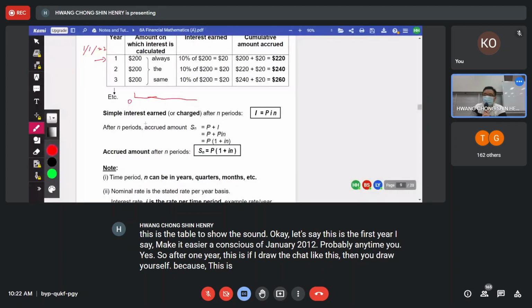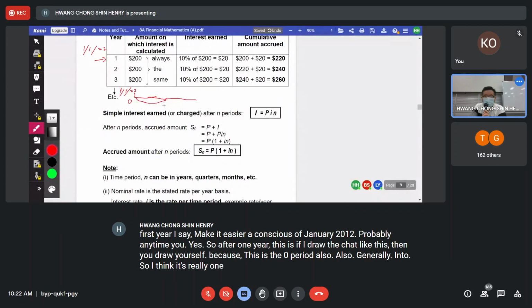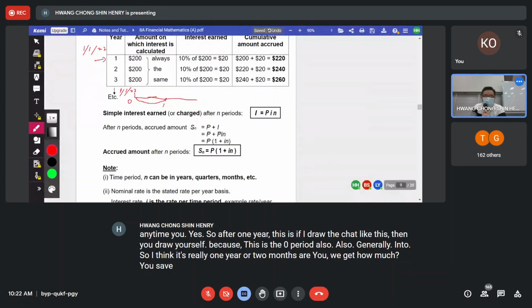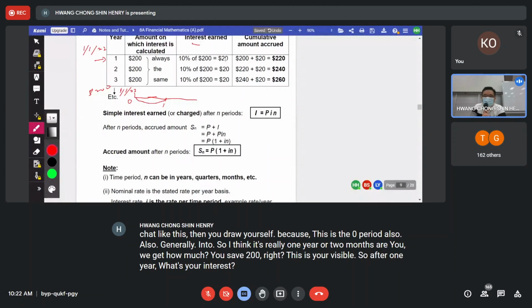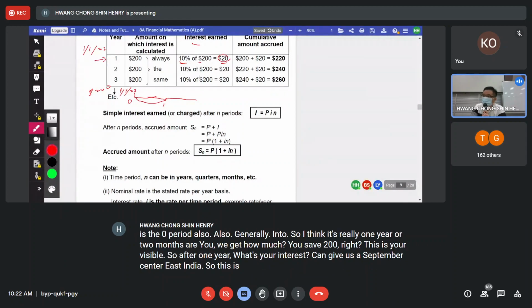This is the 0 period, 1st of January 22. So after you save exactly 1 year or 12 months, we get how much? You save 200, right? This is your principal. So after 1 year, what's your interest? 20. The 10% on 200 is 20. So this is your dividend.